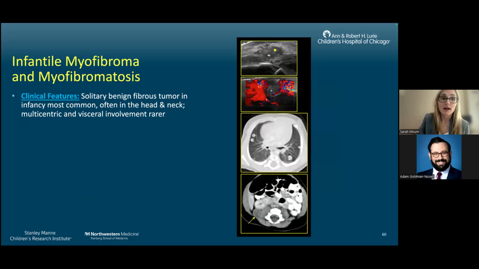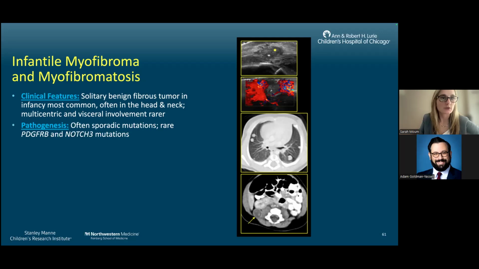Infantile myofibroma is going to be a solitary benign fibrous tumor that occurs most commonly in infancy, and the head and neck is a common location of involvement. There is another related entity called myofibromatosis, which is going to be multicentric, similar looking lesions, with visceral involvement possible. So kind of a spectrum. Infantile myofibromas are often secondary to sporadic mutations. There are some rare mutations in Notch3 and PDGFRB that have been associated as well.